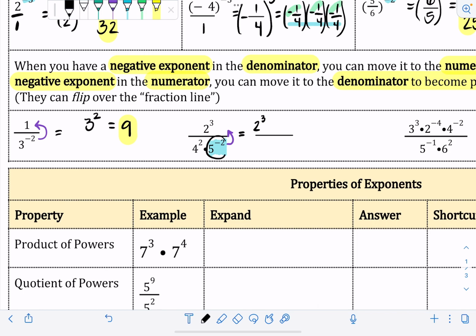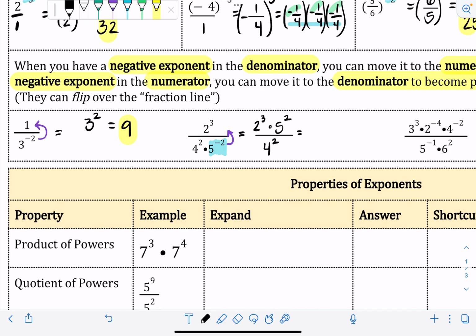And then this 5 to the negative second power, it's going to flip up, and it's going to become 5 to the positive second power. You don't need to change that to 1/5 or change it to its reciprocal or anything. That's what we're doing by moving it to the numerator, is getting its reciprocal basically. And then this 4 squared, we're just going to leave that in the denominator. So when they have a positive exponent, they stay in the same spot. If they have a negative, they flip. And then now we'll just go ahead and simplify.